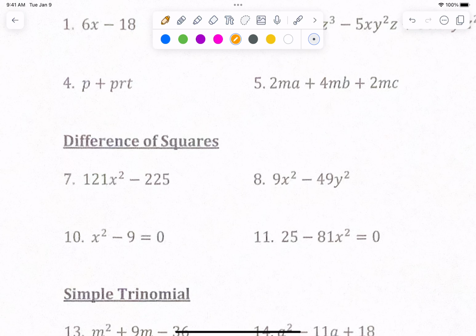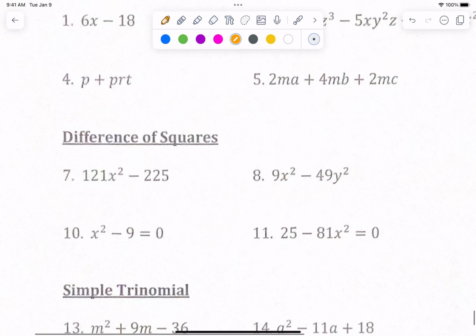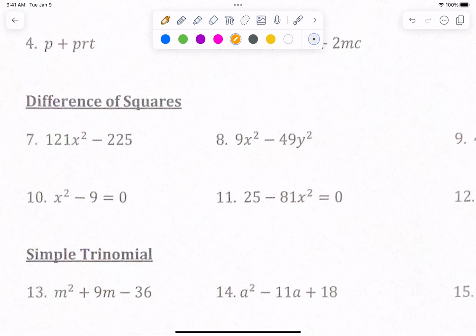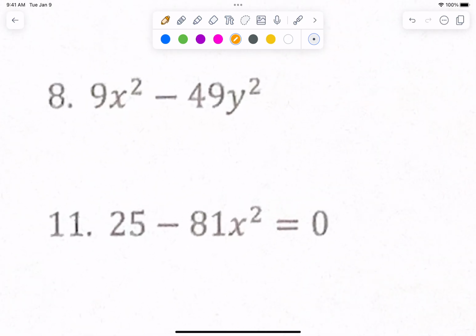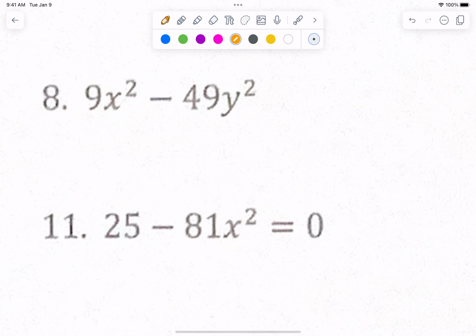No, you don't have to graph any of these. You're just factoring them down. All right, would you like to do 7, 8, or 9 together? Let's do 8, because that one has a y also. Let's do this one. Okay, now, take a look at the difference really quick.